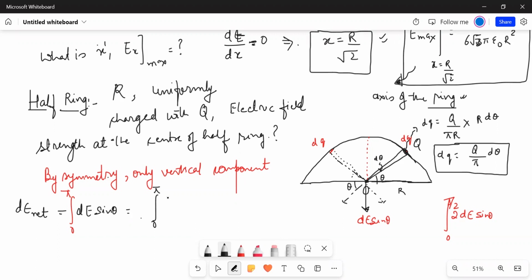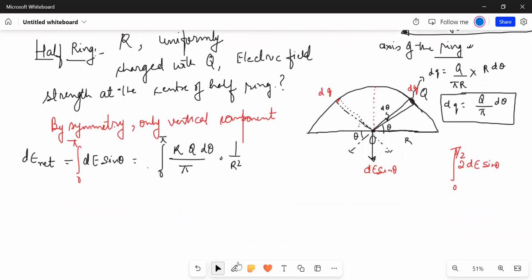Okay. Yes sir. And what would be the electric field at this point? This will be K dq, and what is dq? It is Q upon pi, and this will be d theta. K dq upon r square, right? This is the formula. Now, okay, so what has happened? I don't know where the mistake is.